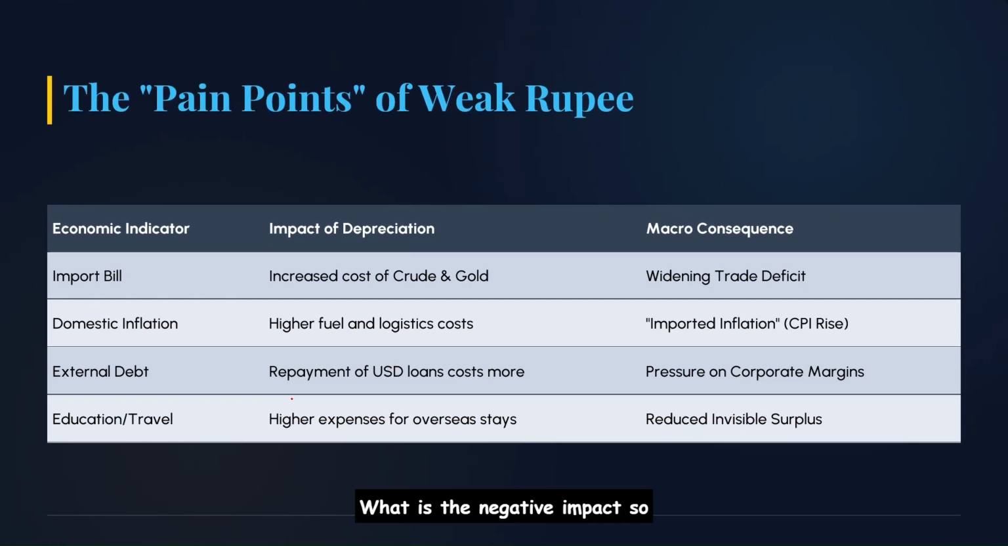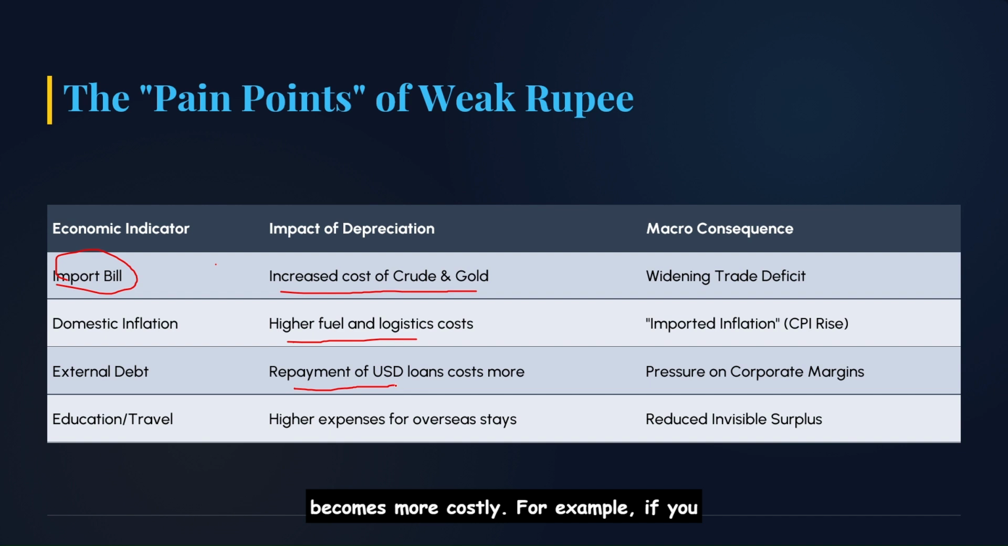What is the negative impact? When imports become costly because of this widening trade deficit, it will result in an increased cost of crude and gold. And then when the fuel price increases, it will also increase the transport cost. And when the logistics cost increases for agricultural products, it will result in a food cost increase, that is inflation. And the payment of loans in US dollars becomes more costly.